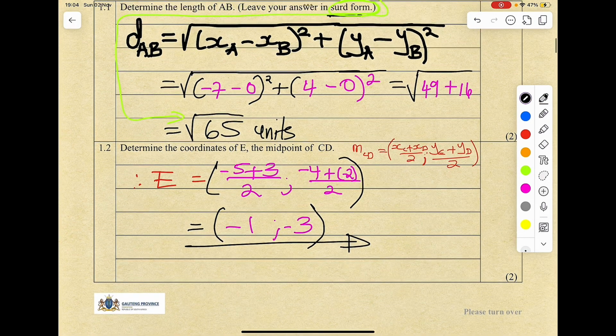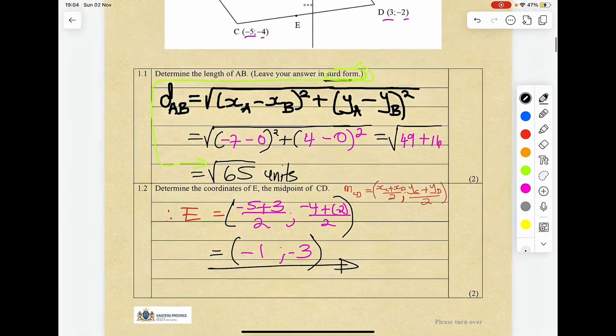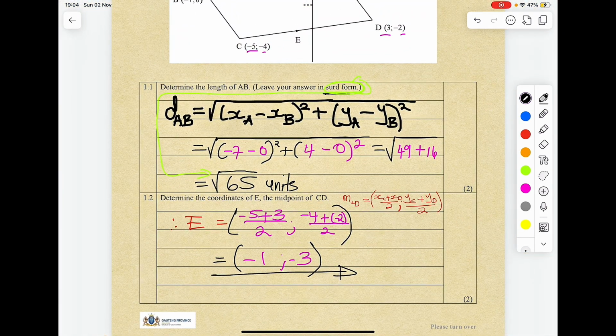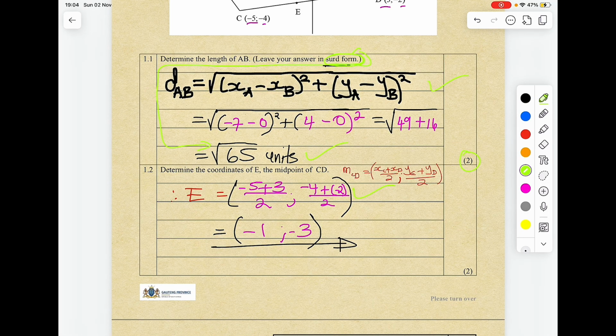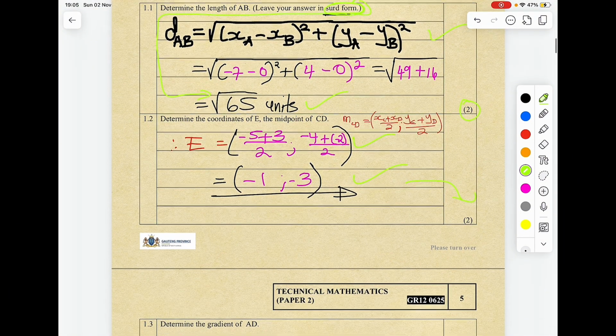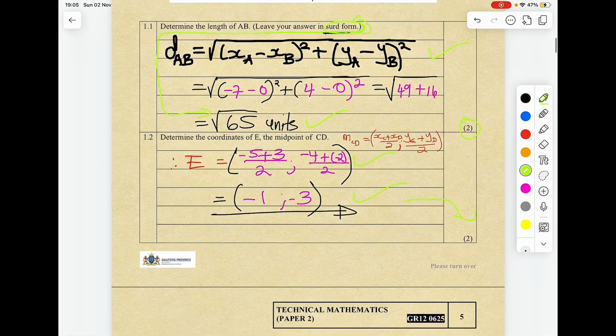I'm quite confident that you're going to get your 2 marks. Alright? I think it's 1 for formula, maybe 1 for substitution, 1 for this. I'll check. I'm not quite sure. Check the memo. If it comes, there's no memo for this one.